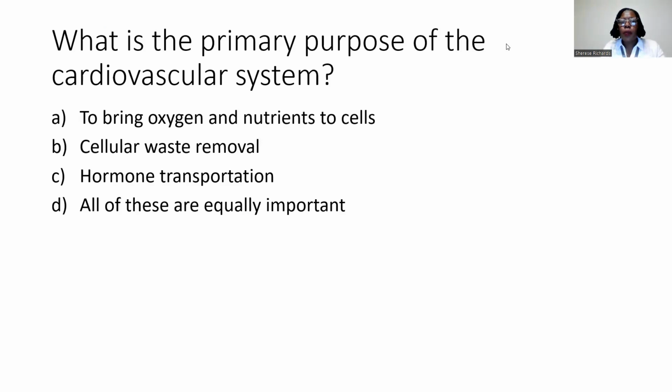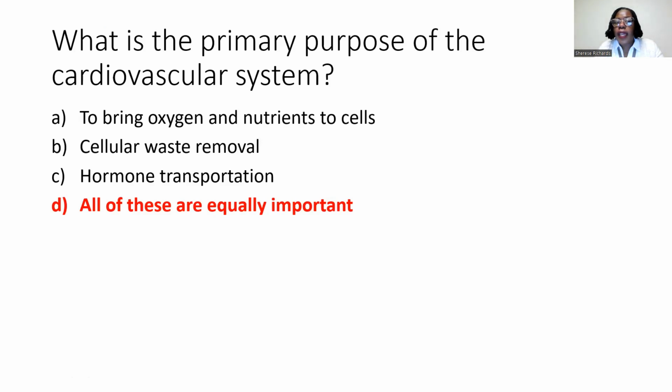Okay, what is the primary purpose of the cardiovascular system? So a few different responses. A and D are equally split. So A says to bring oxygen and nutrients to cells, certainly a vital role of the cardiovascular system. D says all of these are equally important, right? Let's see what the other two options were. B, cellular waste removal, and then C, hormone transportation. So the correct response here is D. All of these are roles or functions of the cardiovascular system.